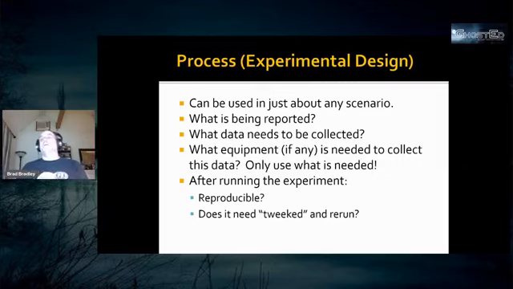All right. Now, when you get into the experimental design part of the process, like I said, it can be used in just about any scenario. Look at what's being reported. Let's look really hard at that. Is it audio? Is it visual? Is it an odd feeling? Is it objects moving, that kind of stuff? So now you know that part of it.